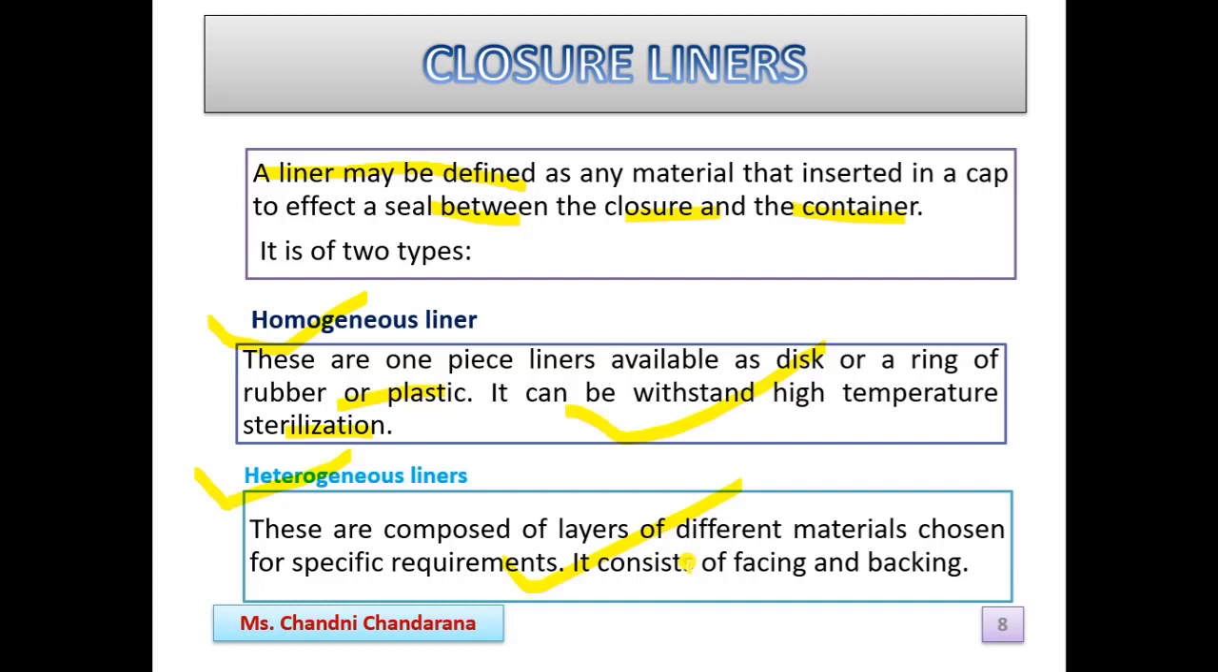When we are selecting the liners, we have to take care about some points. For example, it should be chemically inert. Then it should be resistant to heat. It should not change shape during storage, or it should not decrease the shelf life of the closure itself, and it should be cheap. Now this is all about closure and closure liners.